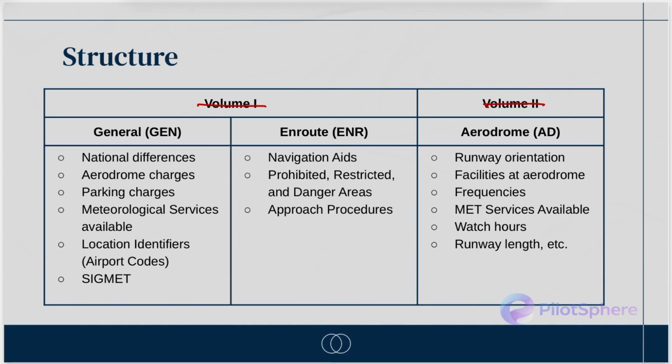En route, you have your navigation aids, your prohibited, restricted, and danger areas, your approach procedures, everything concerned with the en route phase of the flight. And finally, with aerodrome, you're going to be concerned with all the aerodrome things that are there, all the aerodrome aspects like the runway orientation, the facilities at aerodrome, the frequencies, met services, watch hours, runway length. And this will be provided for each and every airport that is in India.